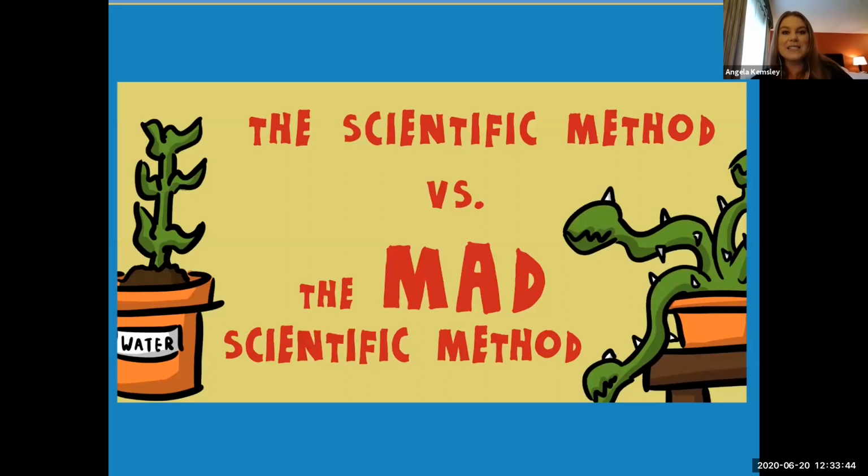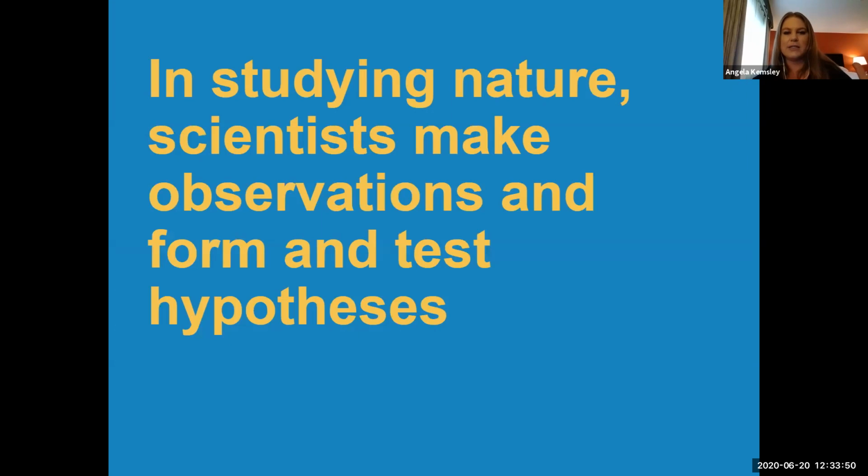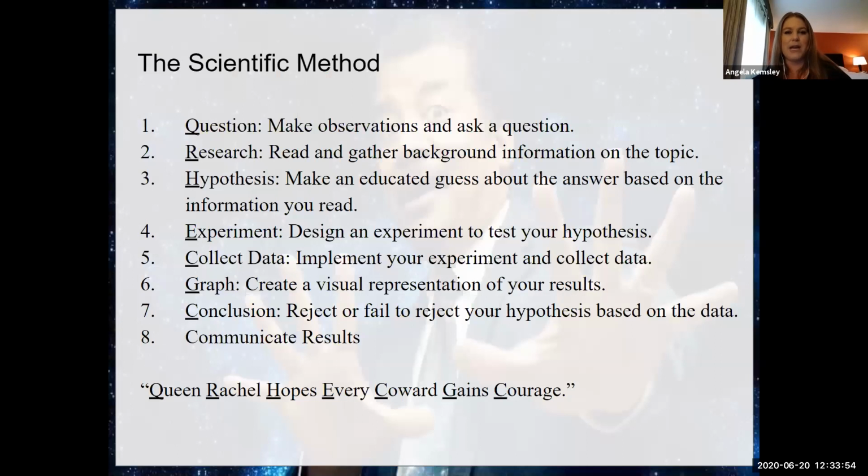How do we do this? Now, you might remember from elementary school, you were probably taught the scientific method. It probably looked a little something like this, right? You might have even heard the mnemonic, Queen Rachel Hope's Every Coward Gains Courage. QRHECGC. Question, research, hypothesis, experiment, collect data, graph, conclusion, communicate results.